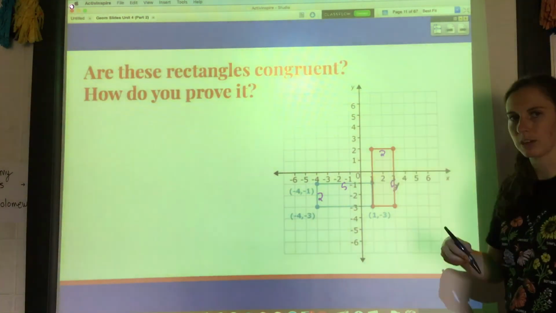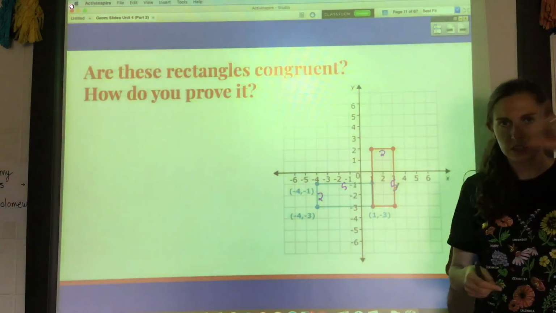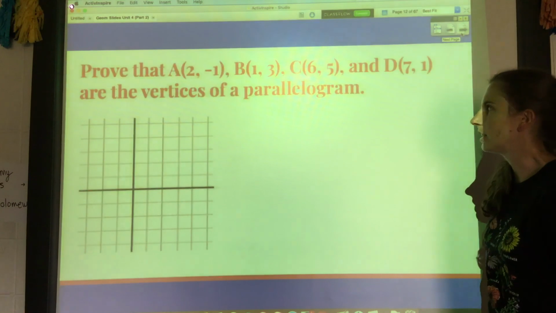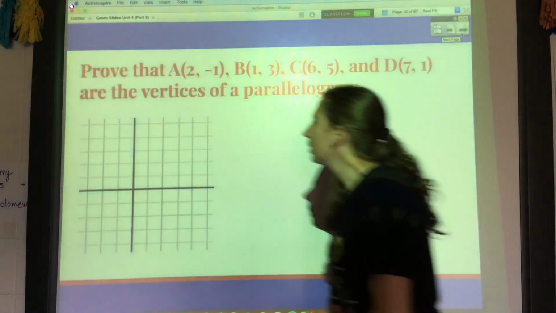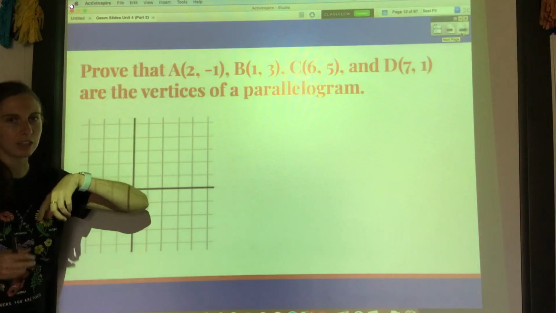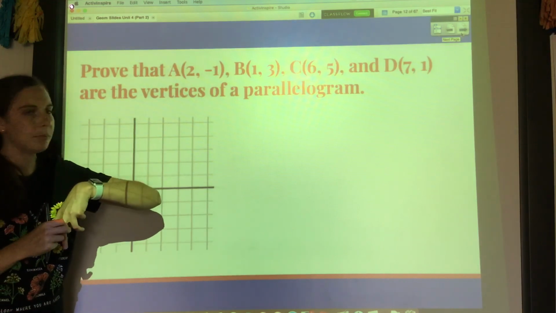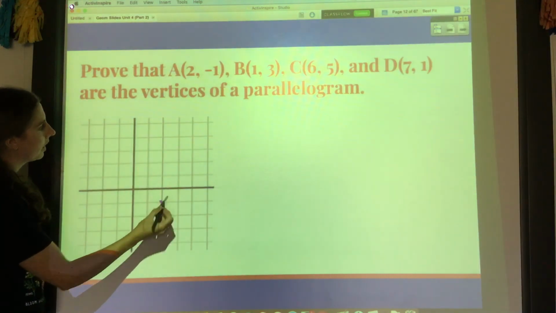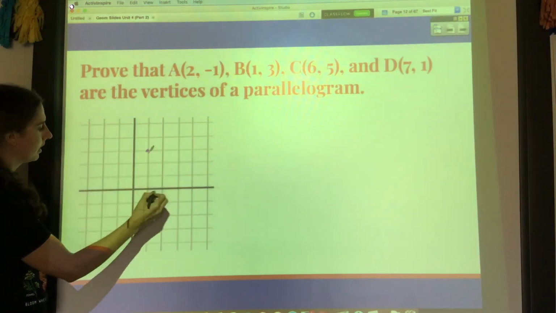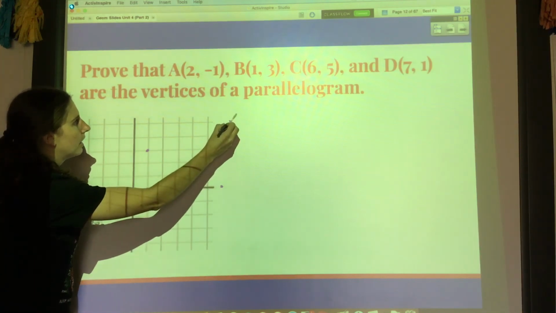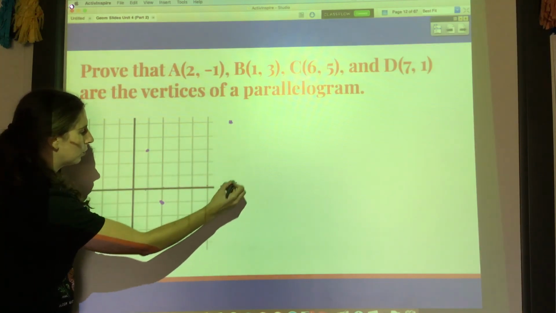However, sometimes the rectangles or shapes aren't directly on the lines. Sometimes they're a little harder to see. For example, prove that this is a parallelogram. That might be a little trickier. Let's graph it real quick. 2, negative 1, 1, 3, 1, 2, 3, 4, 5, 6, 5, and 7, 1.